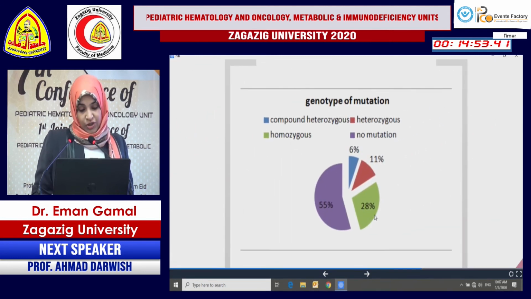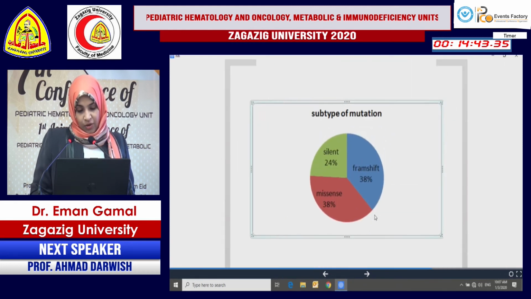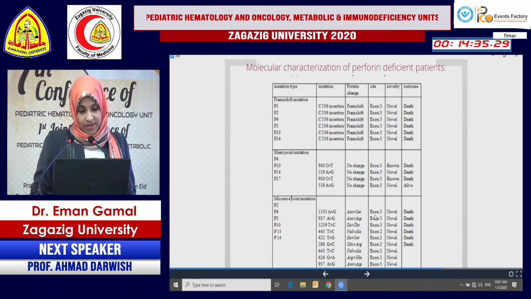According to the genotype of the mutation, we found compound heterozygous, homozygous, and heterozygous mutations with these percentages. According to subtype of mutation, we detected silent, missense, and frame shift mutations with these percentages. This table shows a molecular characterization of perforin deficient patients according to type of mutation and protein changes, with site of mutation and the outcome of the patient.